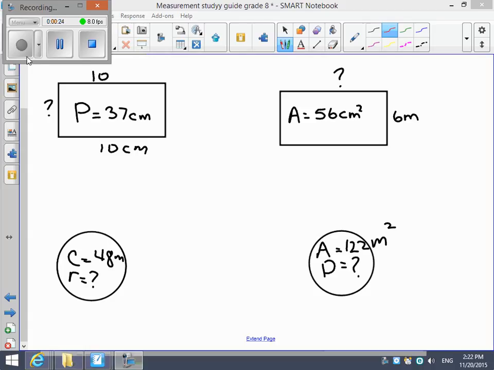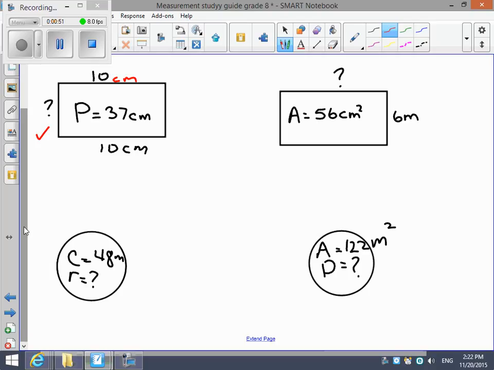Start with the first study guide, and then you should be working on this one to end off. Anyhow, here are 4 questions. In the first one, this rectangle gives you a perimeter of 37, gives you 2 of the sides, but doesn't give you the width and asks you to work backwards to find it. In the second question, it gives you the area of 56 centimeters and one side, but it doesn't tell you what the other side is.